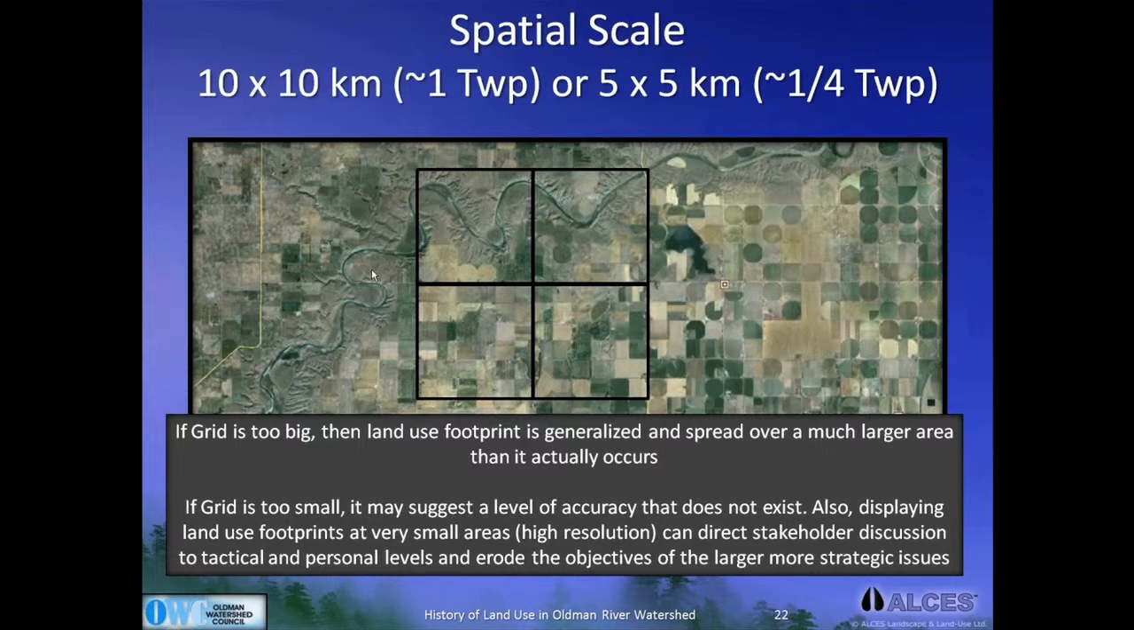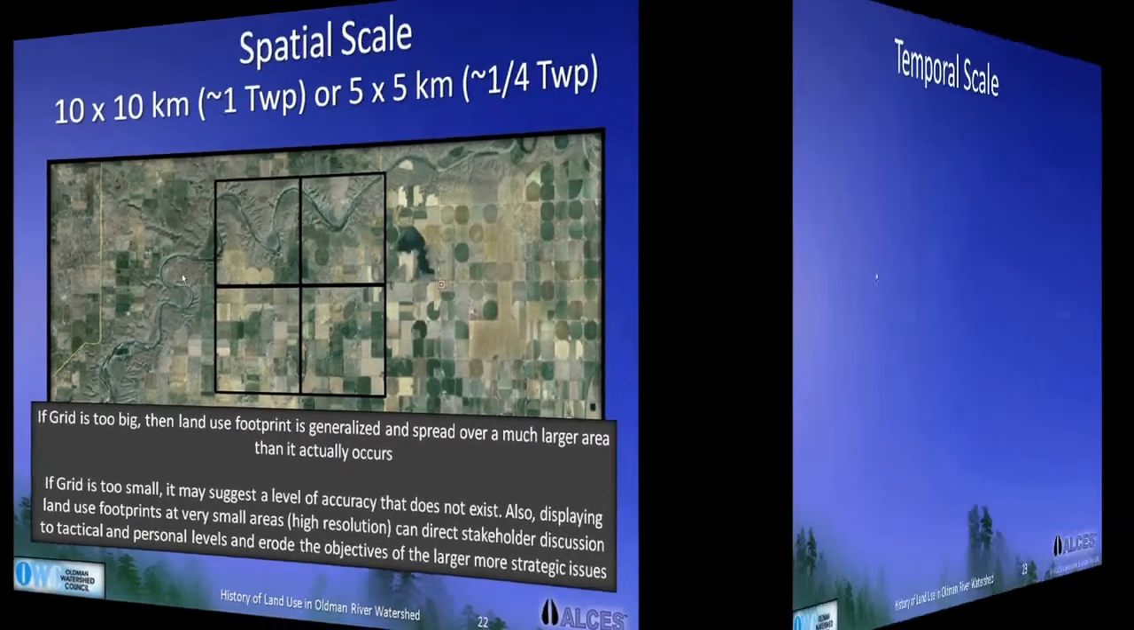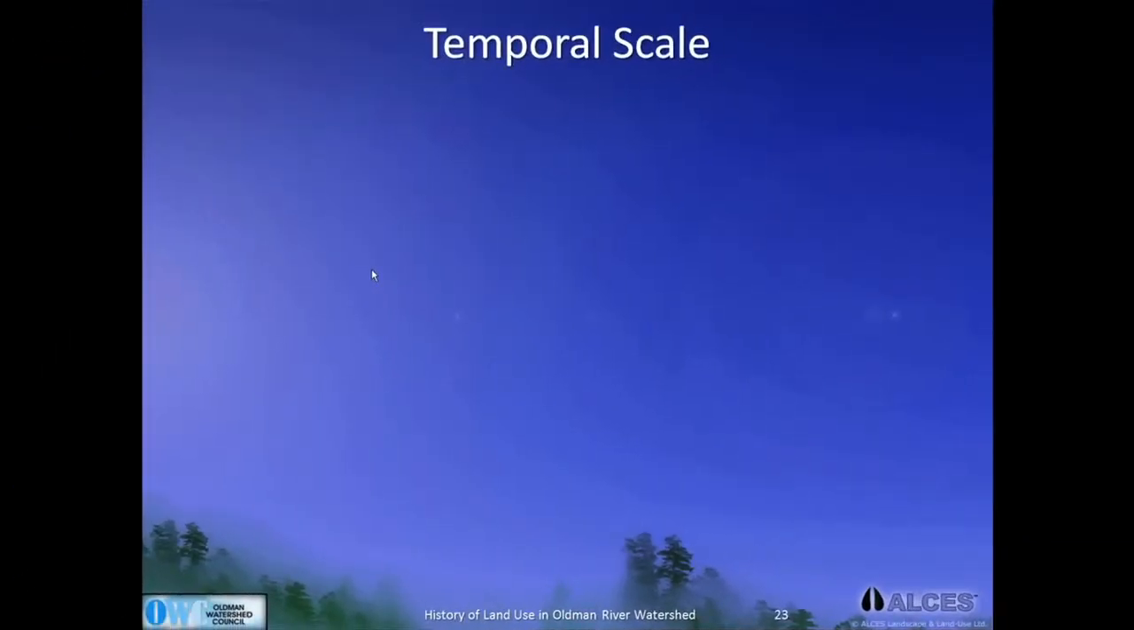So also displaying land use footprints at very small areas, high resolution, can unfortunately direct stakeholder discussion to tactical and personal levels or ownership, and that erodes the objective of the study, which is to talk about the larger, more strategic issues. So based on that, a decision was made with the Oldman Watershed Council to present the information at grid scales of 5 by 5 kilometers.